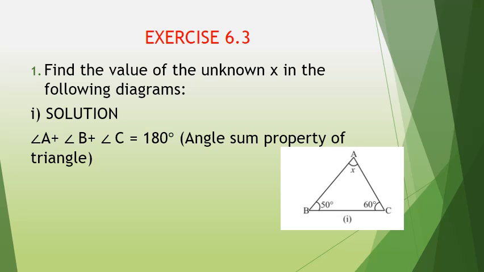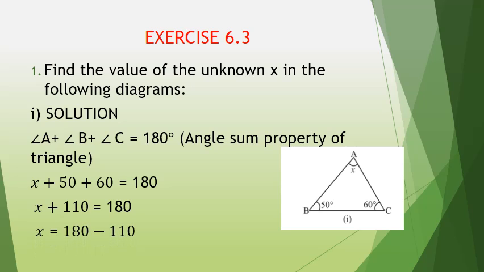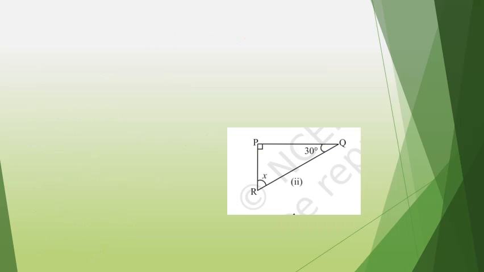We know that the sum of angles of a triangle is 180 degrees. So we can write angle A plus angle B plus angle C equal to 180 degrees. Now we can substitute the values. That is x plus 50 plus 60 equal to 180 degrees, or x plus 110 equal to 180, or x equal to 180 minus 110, that is x equal to 70 degrees.